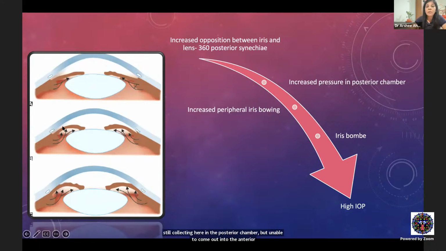So this will now cause a bowing of the peripheral iris forwards. So okay, a little bit of bowing may be tolerable, but then when it keeps on collecting there, this peripheral iris is going to go and block the angle.